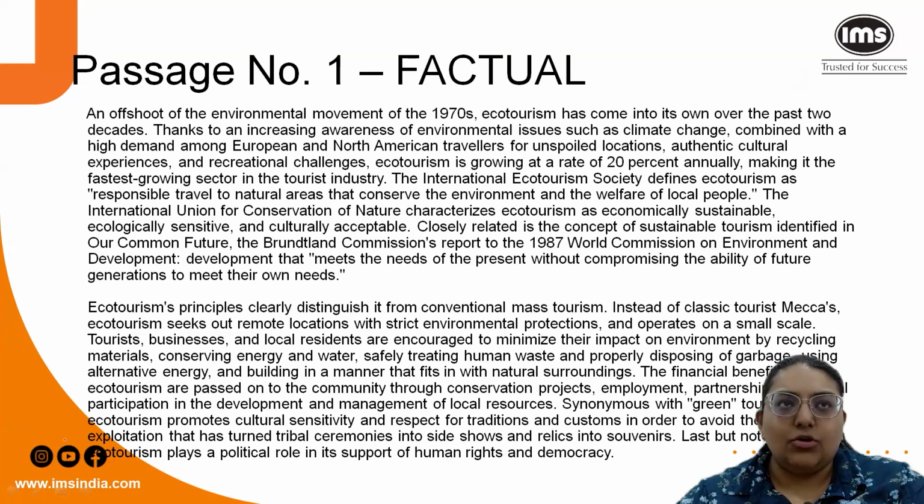So let's begin. What is this passage about? This passage is about ecotourism. So let's read. The passage says, an offshoot of the environmental movement of the 1970s, ecotourism has come into its own over the past 2 decades. Offshoot basically means that because of this environmental movement, ecotourism began in the 1970s, and over the past 20 years, it has become a movement of its own.